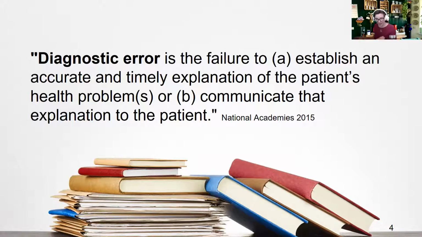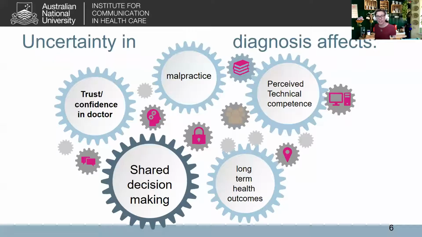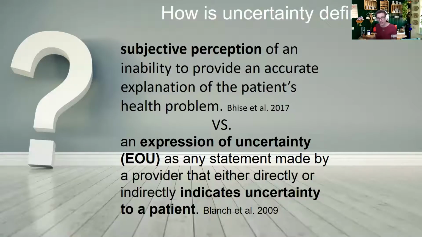So that brings me back again to what actually is uncertainty. How is that defined? And there are 2 ways to define it. There's a doctor-centered definition, basically the doctor's perception that they're unable to provide an explanation, versus the patient-centered definition, that anything that anyone says that indicates uncertainty to a patient is uncertainty. So there are different ways to look at how uncertainty can be expressed.